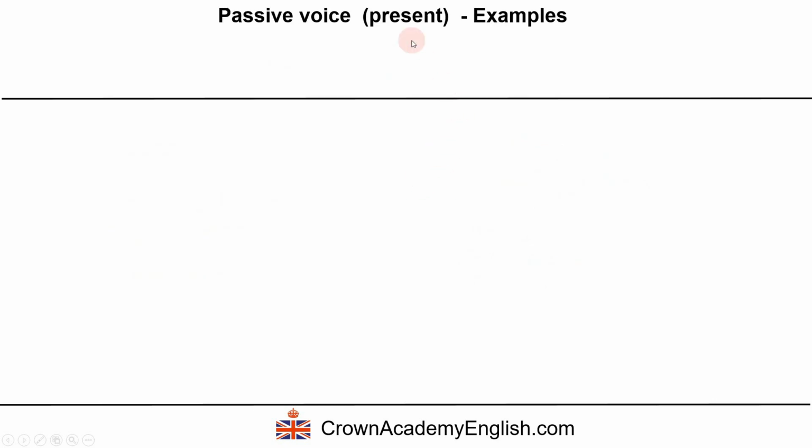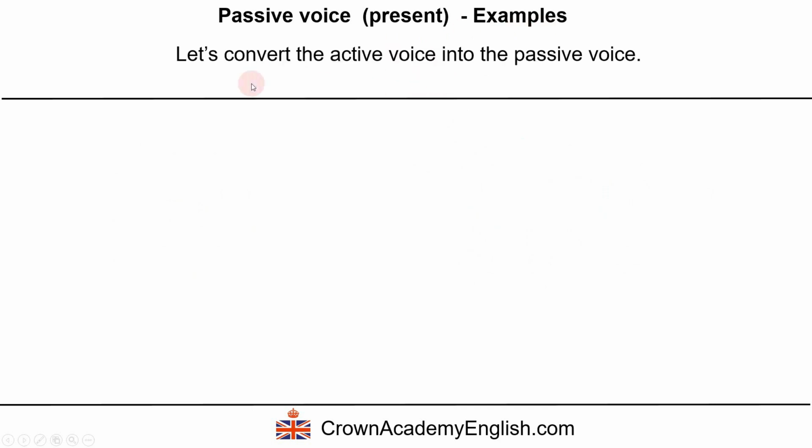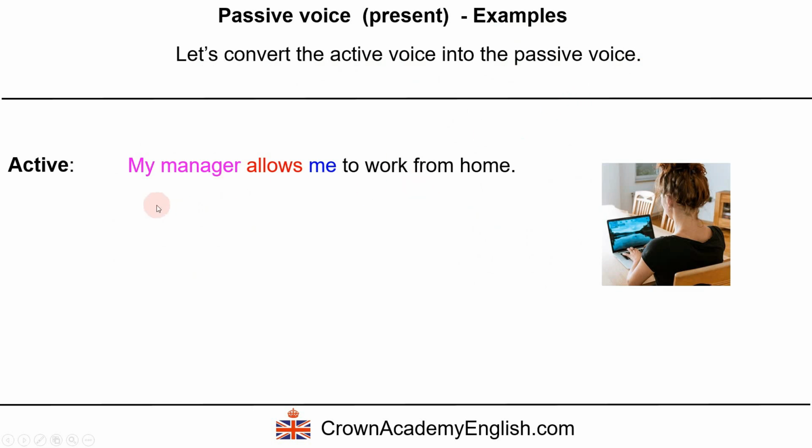So now let's look at the examples and the meaning. So we're going to convert the active voice into the passive voice. So here is the sentence that we have already seen. My manager allows me to work from home. Remember, we have the information here. We know who allows me to work from home because we have a subject in pink. But this subject is now going to disappear.